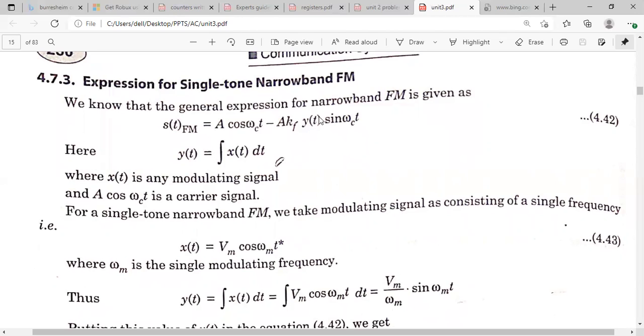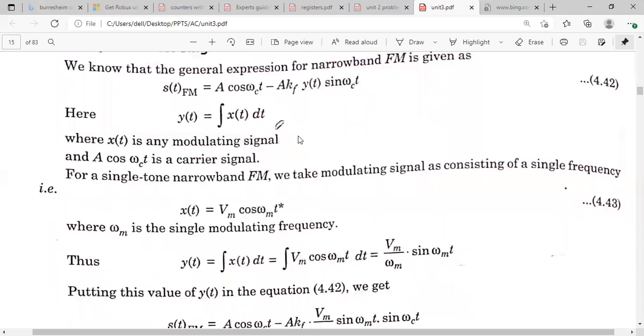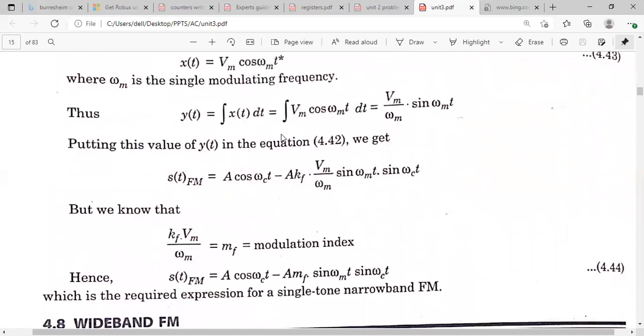If you substitute, kf into omega m, Vm by omega m, that is nothing but the modulation index mf. So simply you can write mf instead of this constant. So A cos omega ct minus A into mf sin omega mt into sin omega ct. This is the expression for the single tone narrowband FM.